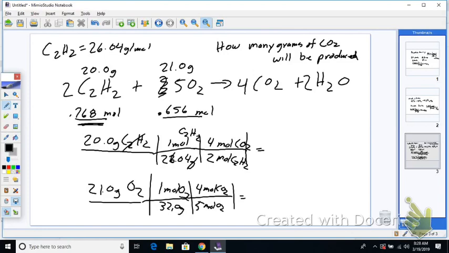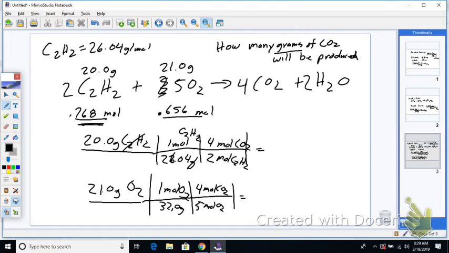Okay, and then we're going to get an answer for those two. And then we'll stop, and then we'll look to see which one produces the least amount. You don't have to go all the way to grams to find out which one's limiting. You can just go to moles of a certain product. Now this one says how many grams. But sometimes you just want to go to moles and see which one's limiting, and then if you need to take one more step further, you can.